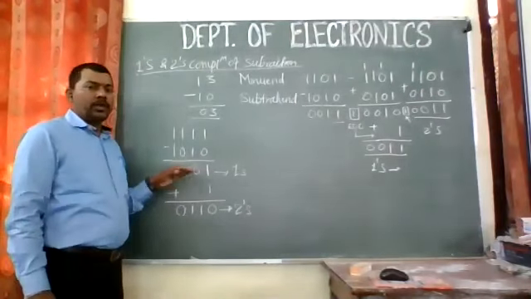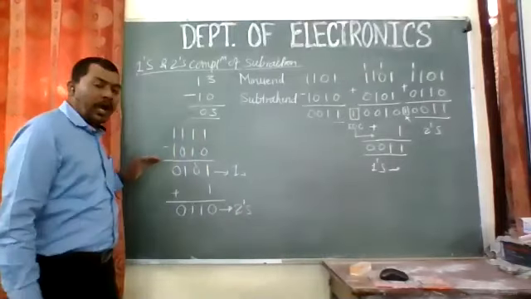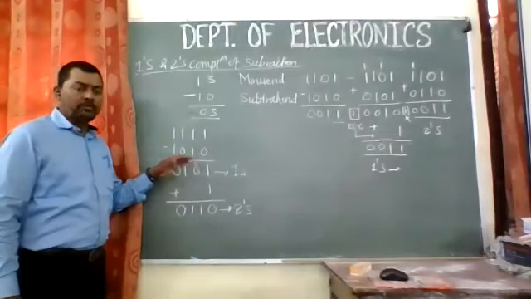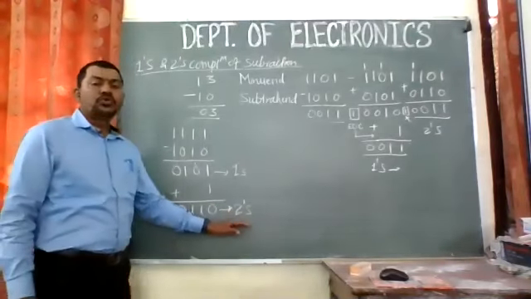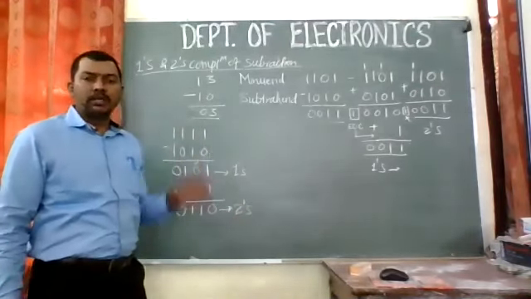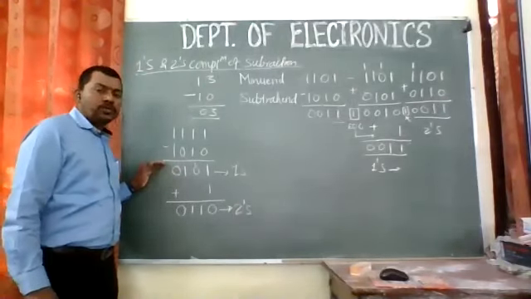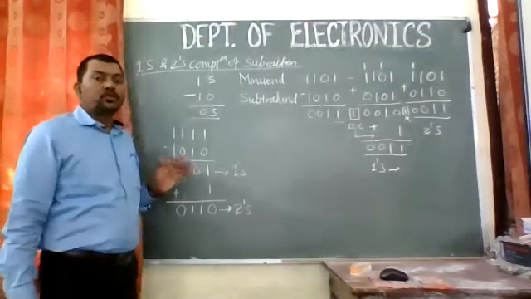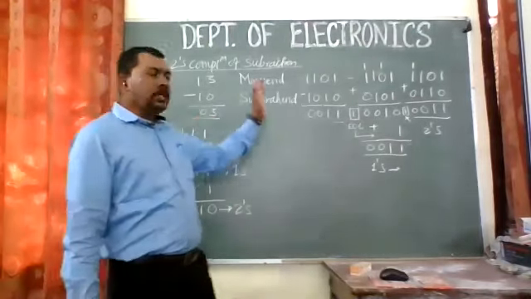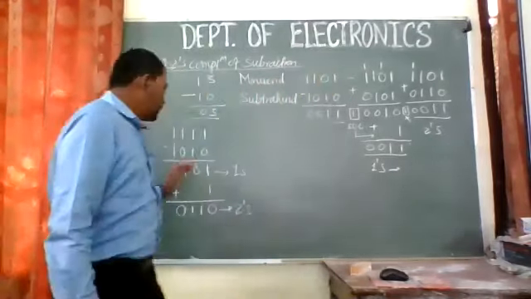The first number that we get, we call the ones complement. And if you add 1 to this ones complement, you'll get another number which we call the twos complement of the same number, that is 1010. So we have two numbers here. The first one is the ones complement, and if you add one more, it is called the twos complement.